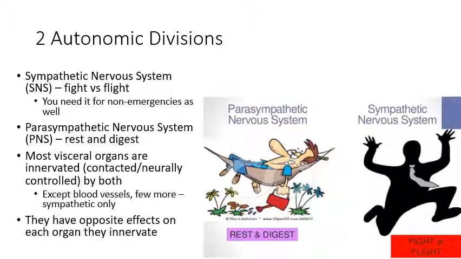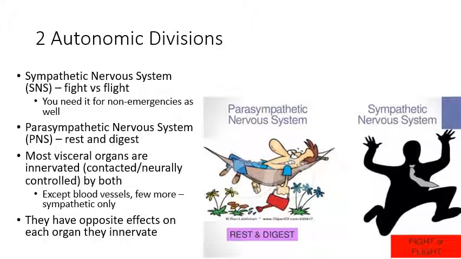The parasympathetic nervous system, on the other hand, is coordinating behavior in your visceral organs that is compatible with resting and digesting. So it's going to slow your heart rate down, reduce your blood pressure, and increase the function of your digestive system.